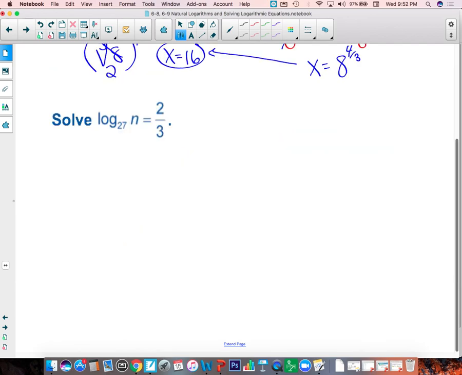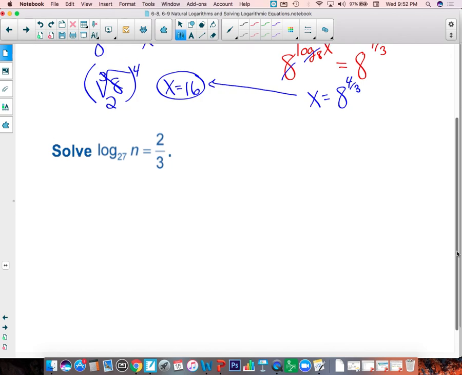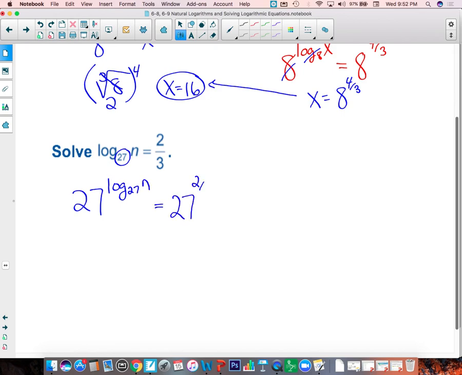So I'm going to do it the new way for this second one. So go ahead and write that one down. We have log base 27 of n equals 2/3. So to do this the new way that I just showed you, you look at the base. Now I'm going to raise both sides as a power of 27. So I'd have 27 to the log base 27 of n equals 27 to the 2/3 power. So this right here and that right there, those cancel, and I'm left with just an n on the left-hand side. And then you have 27 to the 2/3 power.